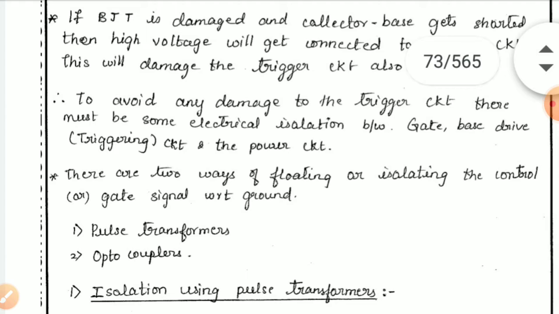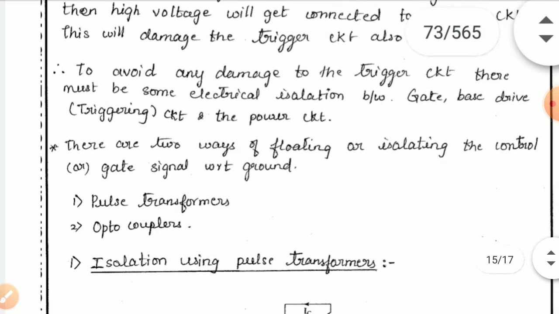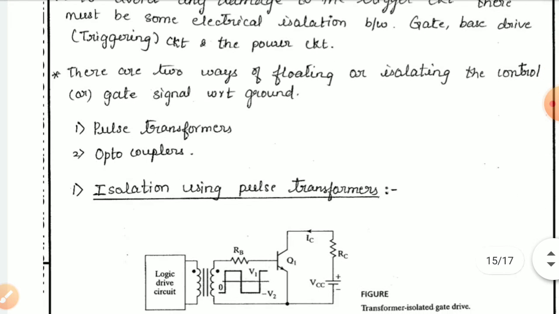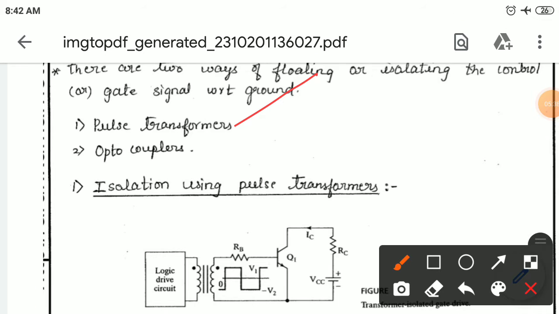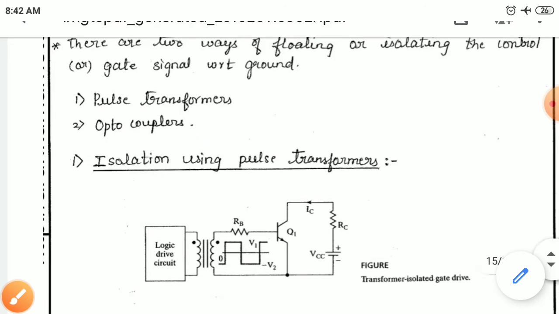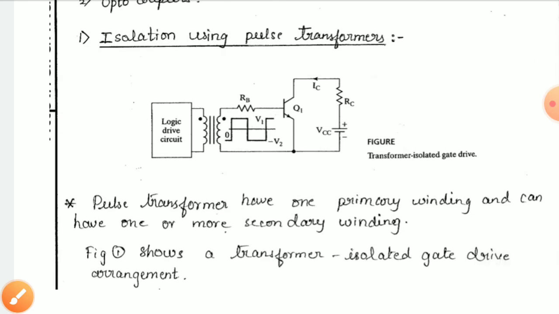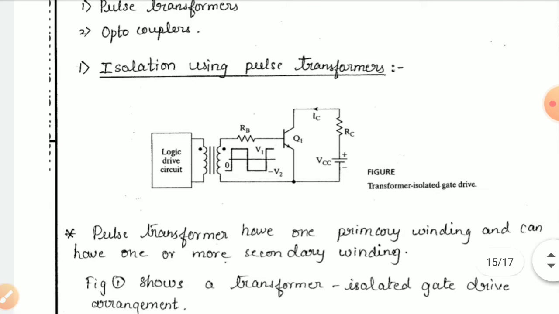circuit. There are two ways of isolating the control or gate signals with respect to the ground. There are two different methods used to isolate the gate and base drive circuits. The first one is a pulse transformer and the second one is an optocoupler. By using these two techniques, you can isolate the gate from the base. That is the main point.